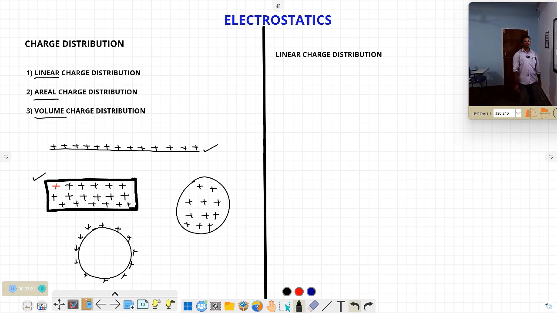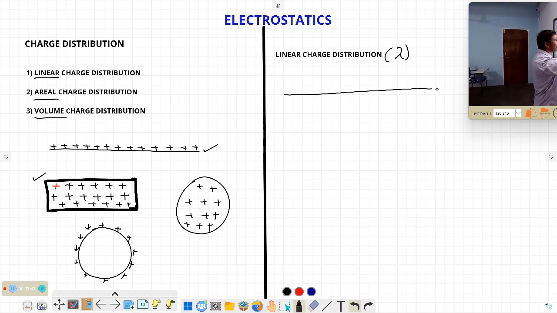Now, first one, linear charge distribution. We indicate linear charge distribution with the letter lambda, where the particles are distributed only along the length. There is no area and no volume contained by that body. Compared to length, the area and volume are negligible in that case. For example, take a wire, as we already discussed. This wire has length L.